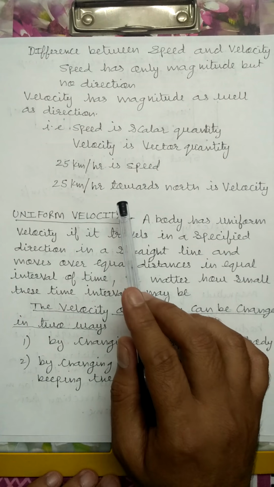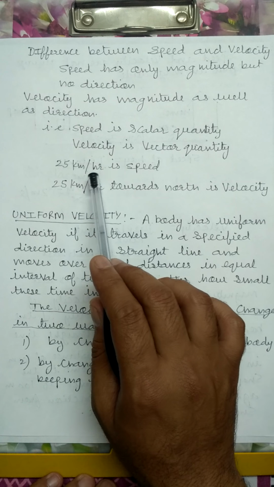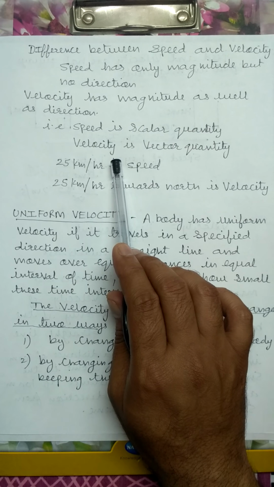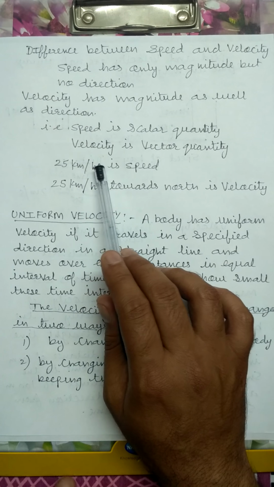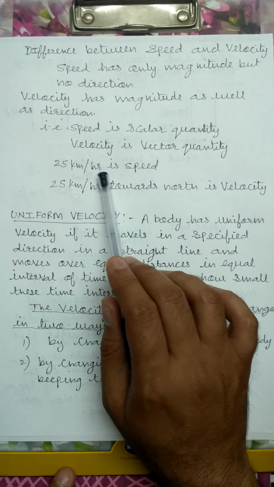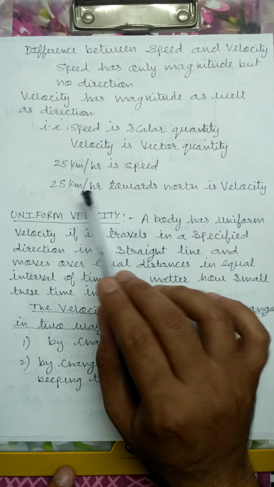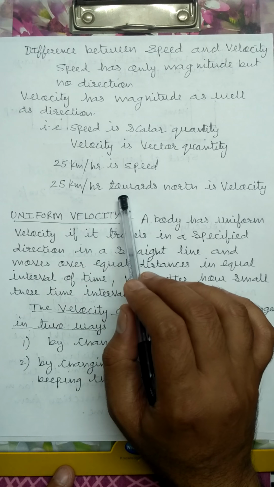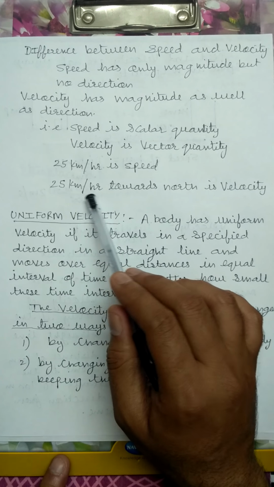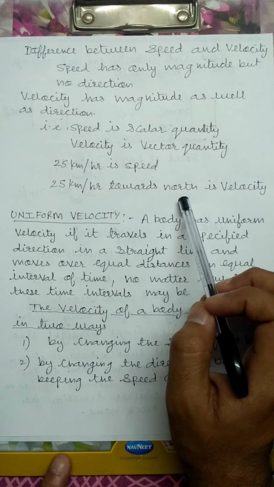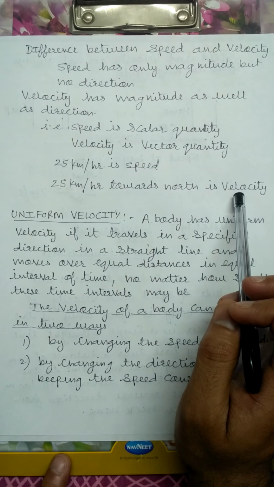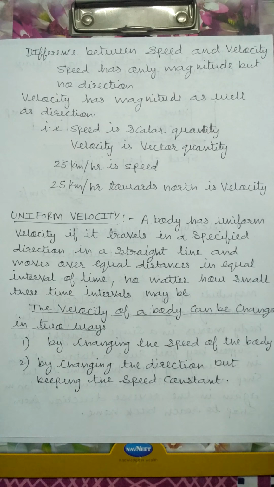Now here we have a statement that is 25 km per hour. Suppose a body is moving at a speed of 25 km per hour. So this represents speed. Now if it is written that 25 km per hour towards north, here magnitude is there as well as direction is there. So this is the statement for velocity. Here we have information about both the magnitude and direction.